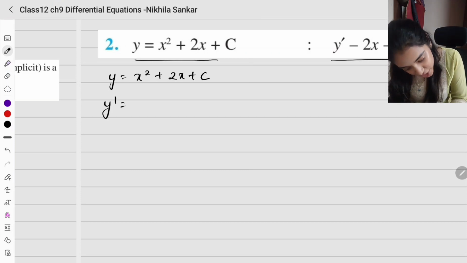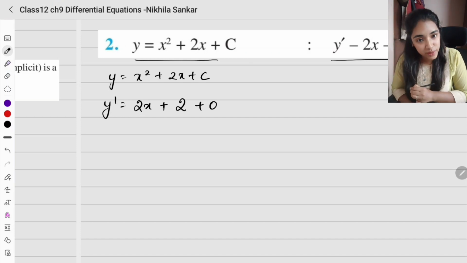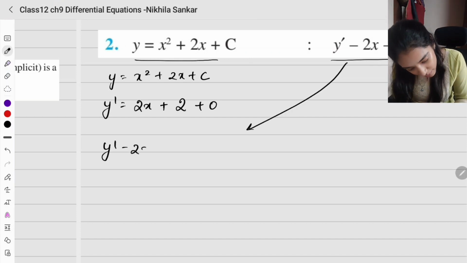What is my y dash? It is going to be x square, the derivative is 2x, plus 2x, the derivative is only 2. The constant comes out and I have plus c. So the constant, it is again going to be 0. So இப்போ இந்த இடத்துல equation என்ன கொடுத்திருக்கு? I have y dash minus 2x minus 2 equals 0.